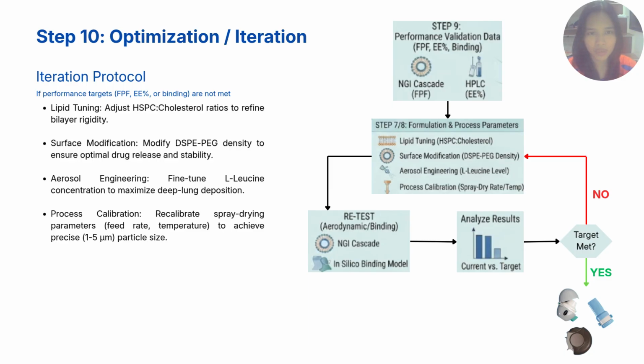Step 10 is our quality safeguard. If targets aren't met, we evaluate, adjust lipid or PEG ratios, recalibrate spray drying parameters, and retest until we consistently hit our aerodynamic and pharmacokinetic benchmarks.